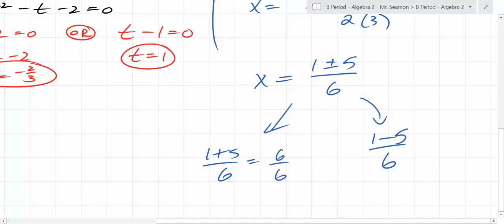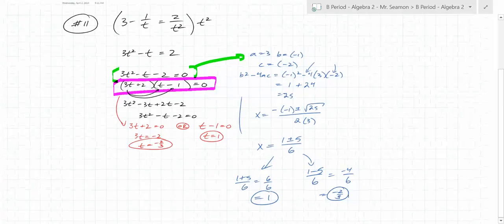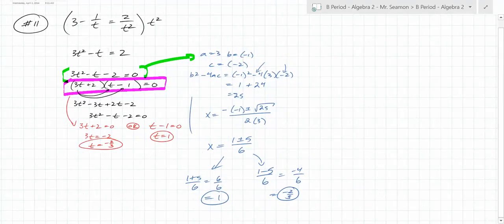6 over 6, that's equal to 1. And this is going to be -4 over 6, which is equal to negative. So did we get the same answer? Absolutely. Now what's the third method that theoretically I could ask you to use? Completing the square. You have to be able to do that.